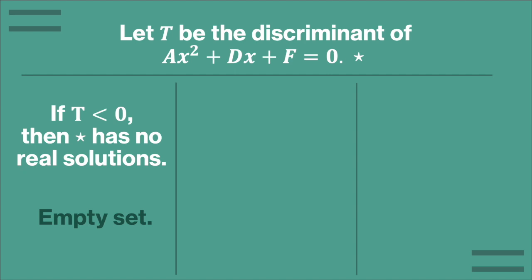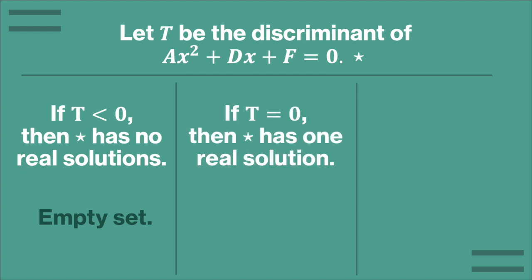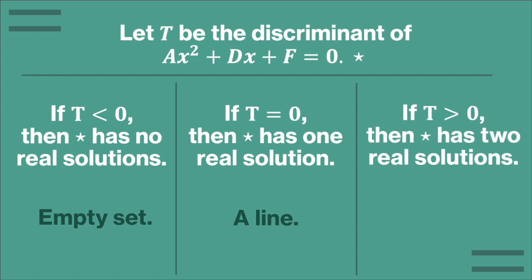Then it must be the case that there will be no points or coordinates that would satisfy your conic section. If t is equal to 0, then the equation has one solution, and it must be a line. The solution will be of the form x equals something, for whatever something that would satisfy the equation. And if t is greater than 0, then the equation has two real solutions. Therefore, we have two parallel lines.